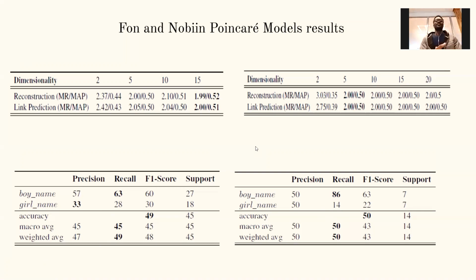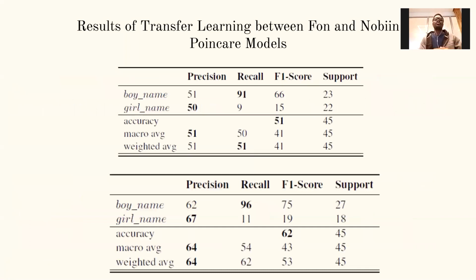What if we transfer? So we kept the models as they are right now, like Fon trained solely on Fon dataset and Nobiin trained solely on Nobiin dataset, and we try to use the model to do the prediction on the other dataset, performing some kind of transfer learning.